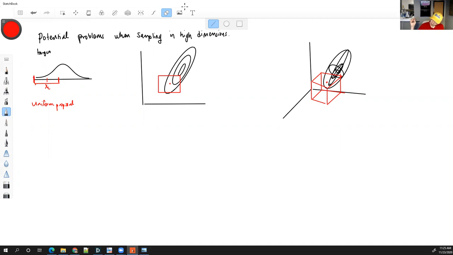Okay, and we're trying to do this. And the problem is that in higher dimensions, it gets harder and harder to propose a new location successfully. As the number of dimensions increases, the probability of a successful proposal shrinks.